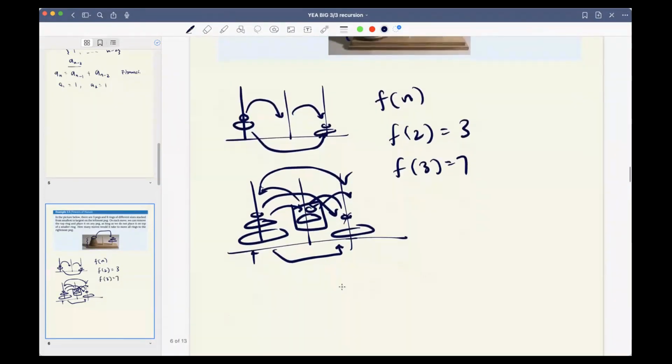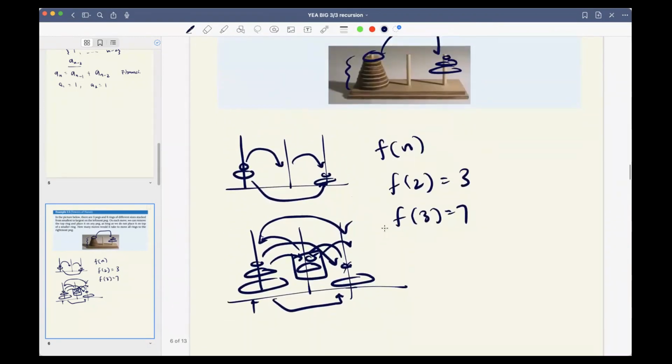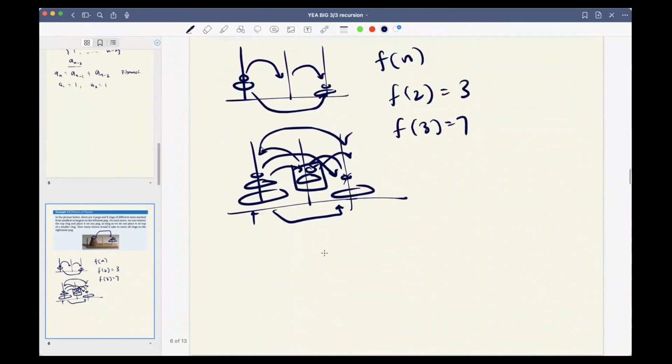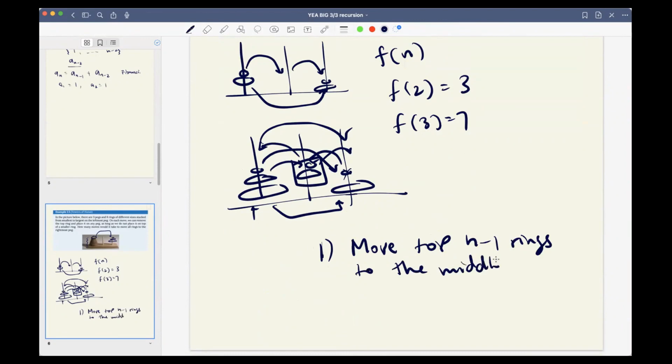Yeah, so if you can make these types of observations, then you can sort of break this game up into a few different steps. So our first step is, well, we need to move the non-bottom rings into the middle spot, like the top n-1 rings into the middle. Move top n-1 rings to the middle. Right, and then after you move the top n-1 rings to the middle, you can move the biggest one to the right.